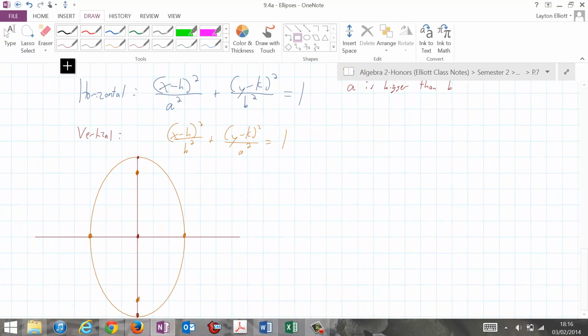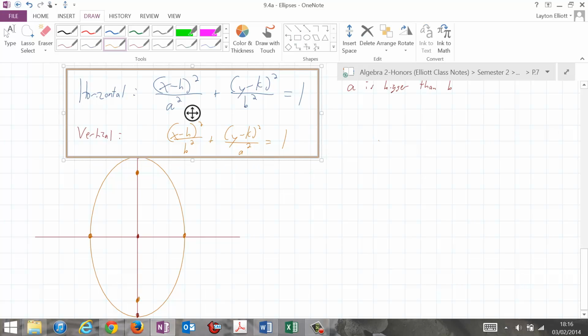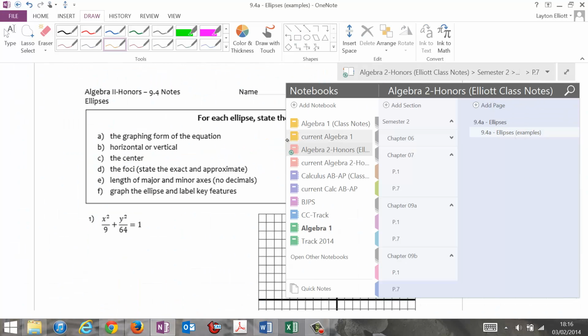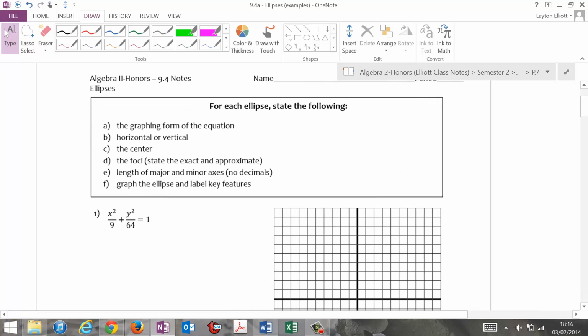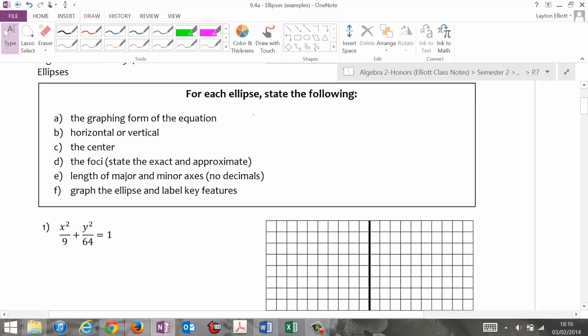Now, I'm going to reiterate these on the next page, so stay with me here as we move over to examples. The different questions here are going to help guide us through what we need and what we want for these. So the graphing form of the equation, we're going to pick between one of 2 things. So let's start with horizontal. For horizontal, it's going to be x minus h squared over a squared plus y minus k squared over b squared is equal to 1. And then for vertical, it's going to be the same thing, just switch your a and your b.